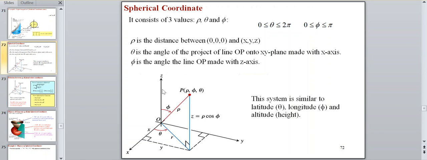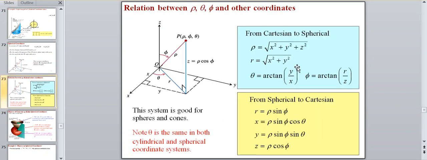Actually, when phi is from 0 to pi over 2, it covers positive z, and when phi is from pi over 2 to pi, it covers negative values of z. So be very careful about these things. On the next page, you can see the relation between the Cartesian coordinate system and the spherical coordinate system.